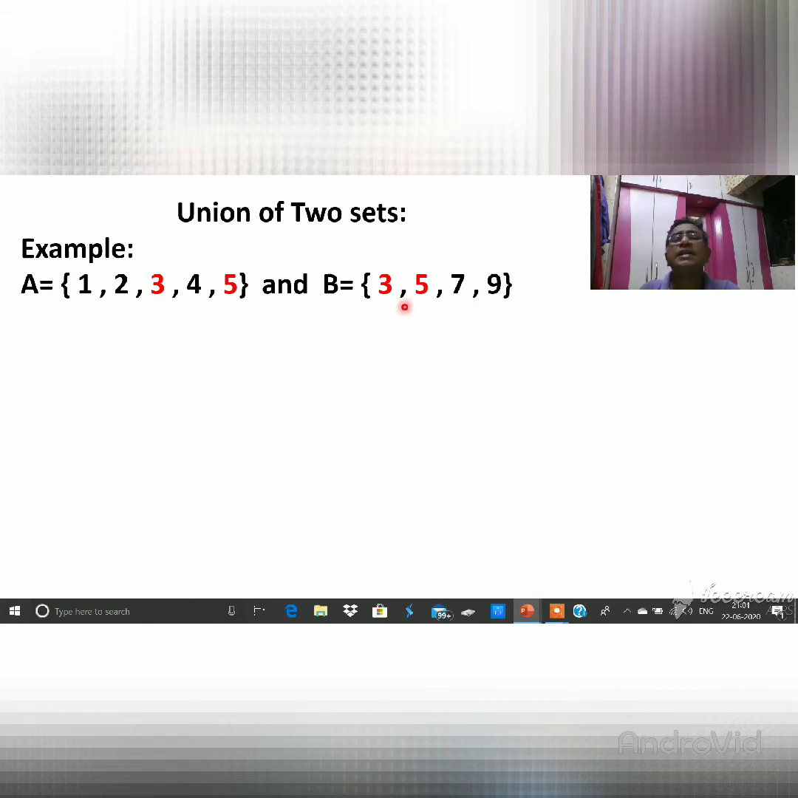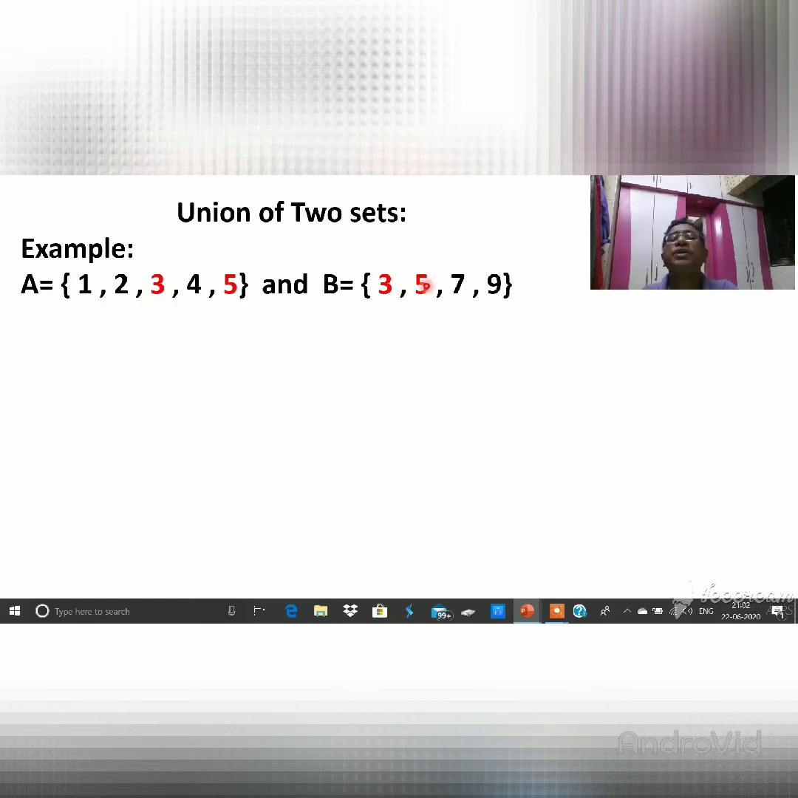This is set A and this is set B. The elements of the two sets can be observed on the screen. Understand well: 3 is in A and also in B. 5 is in A and also in B. So those numbers are the same, and they can be shown by the same color. Showing them by the same color means they are written only one time in the union. We do not write the numbers 3 and 5 twice. We write them only once because they are coming again and again.